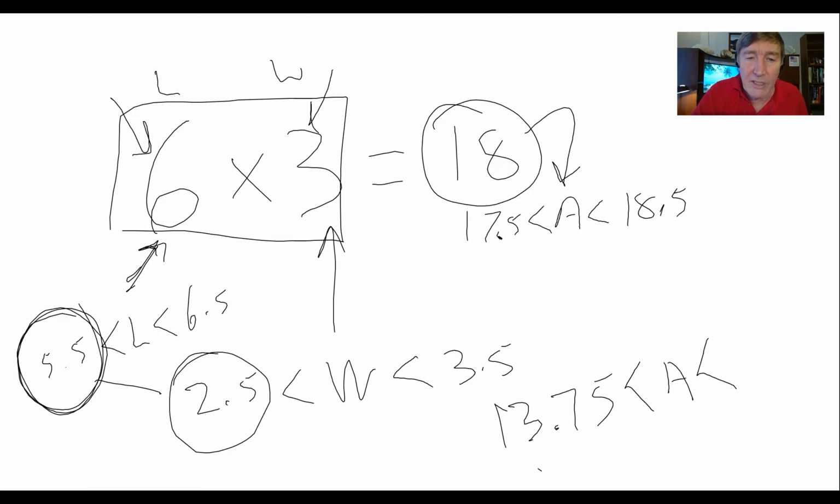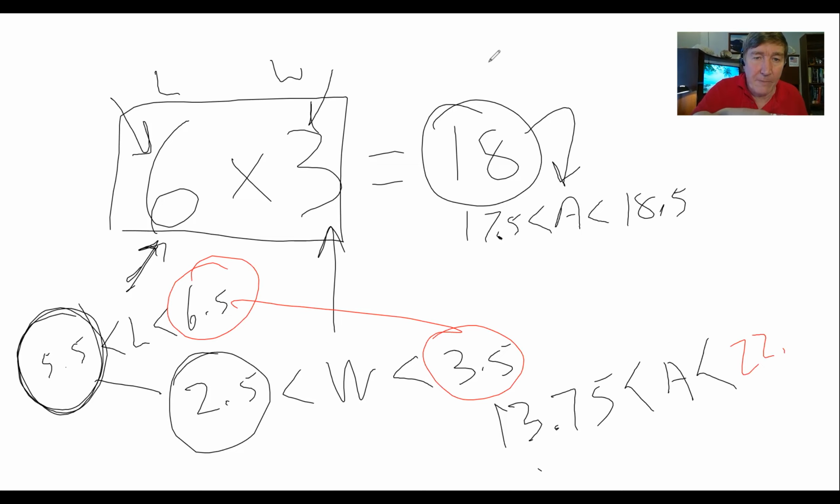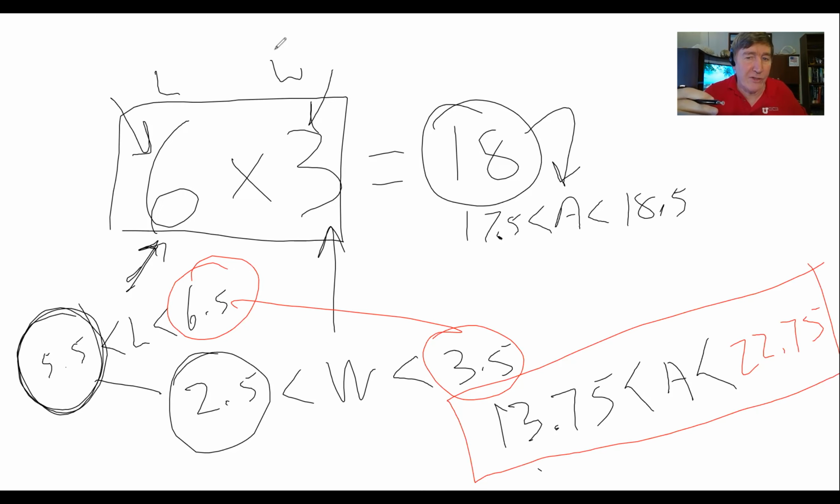Now, what is the biggest number that it might be? Well, if I want to know the biggest number, I just take the biggest number here times the biggest number there. So I get 6.5 times 3.5. So the answer there works out to be 22.75. Okay. Not 22.5, 22.75. So this is the real true range of what that area might possibly be.